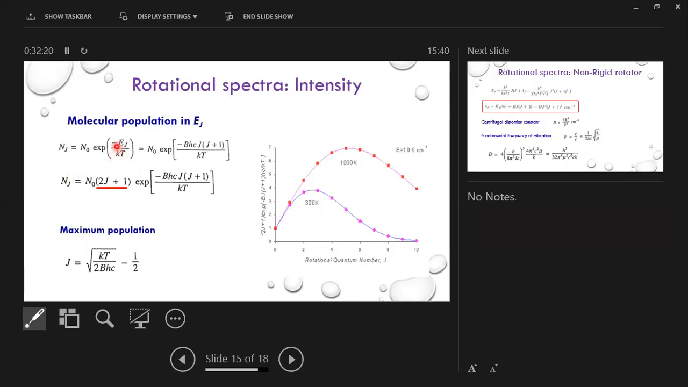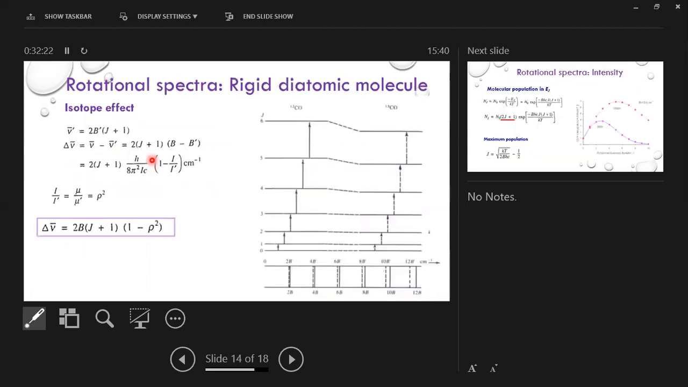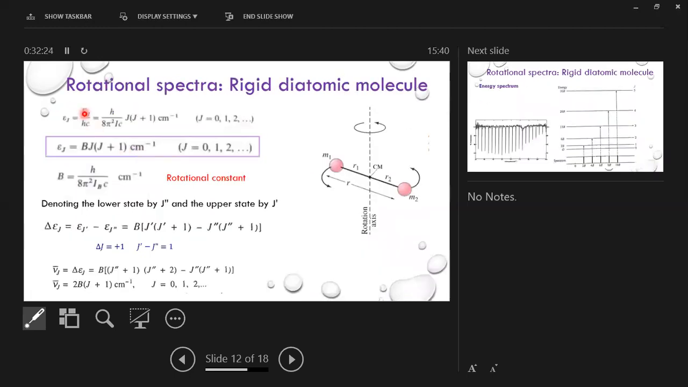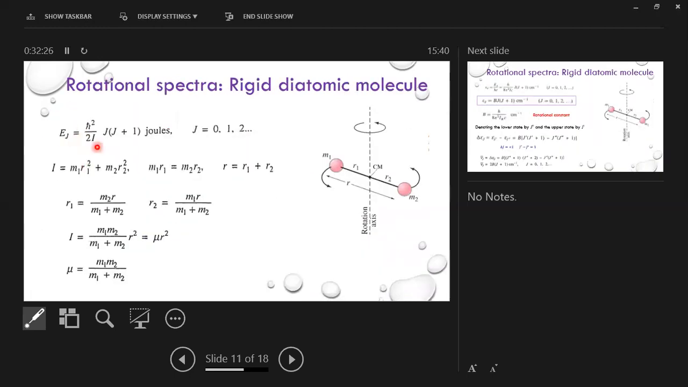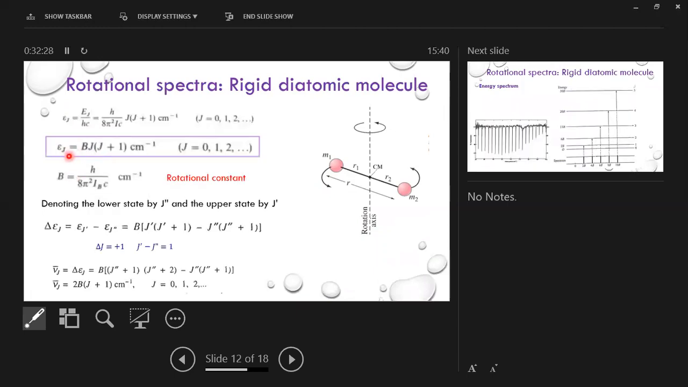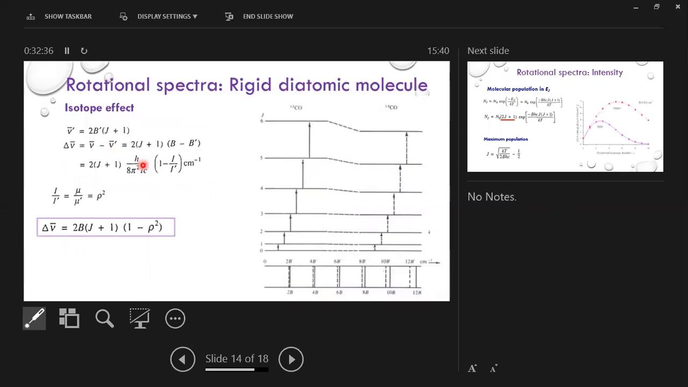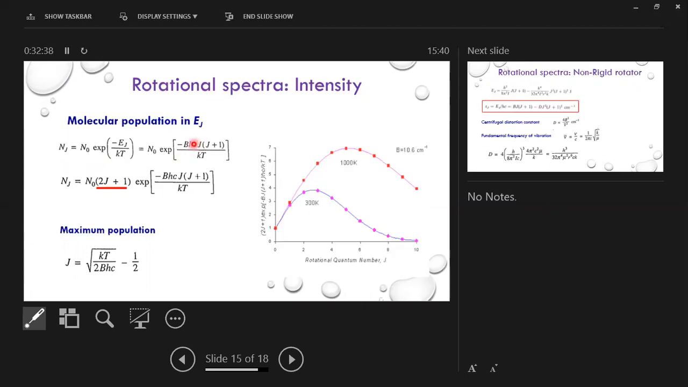And this Ej we have already got. This small Ej equals BJ into J plus 1, so capital Ej will be hc into this one, that is B hc J into J plus 1. So that's why I have written the equation like this, B hc J into J plus 1 by kT.